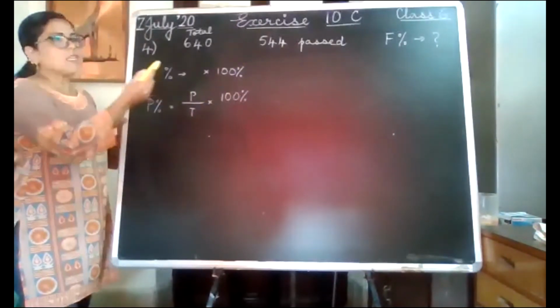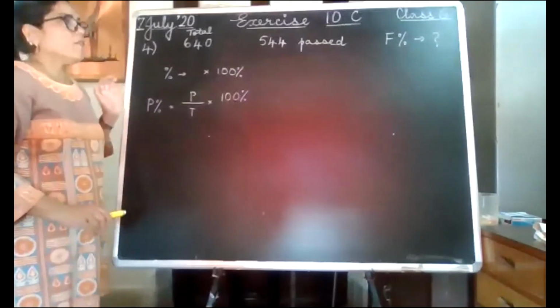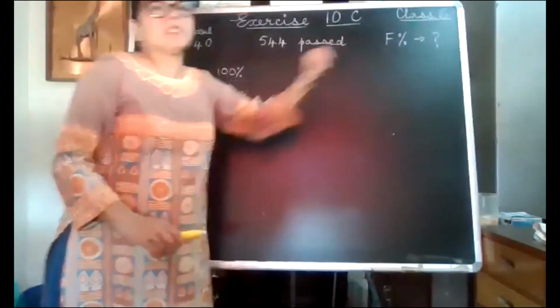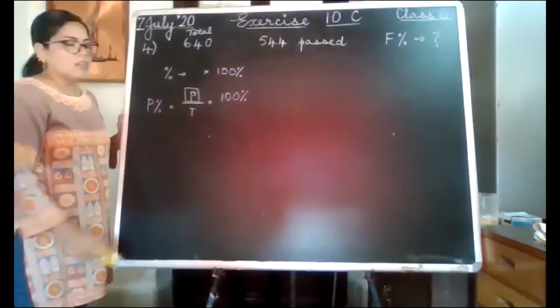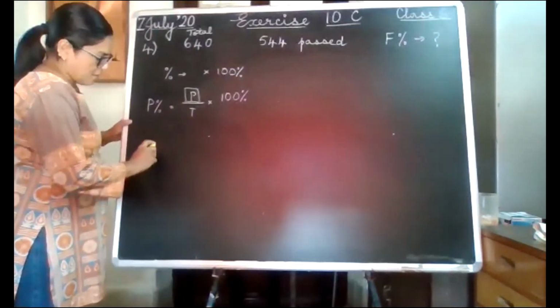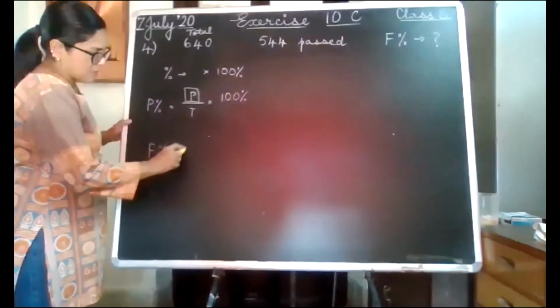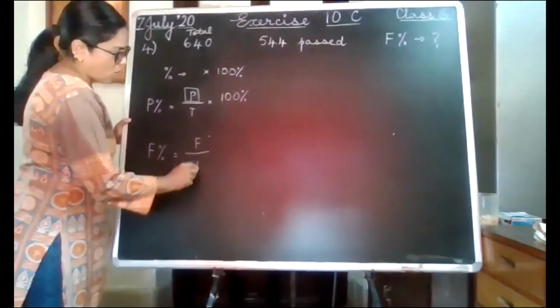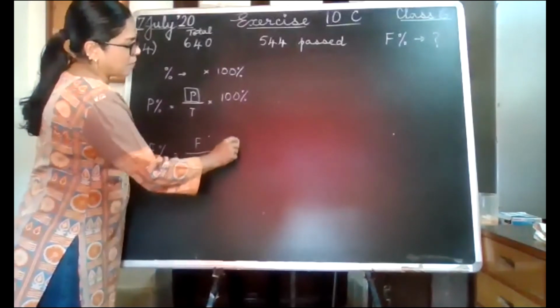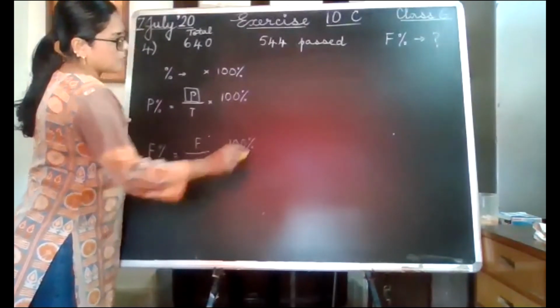But the pass percentage is not asked. We are asked the failed percentage. So instead of writing the pass over here, we need to write the failed. So for the failed percentage, we write the number of students failed upon the total multiplied by 100%.